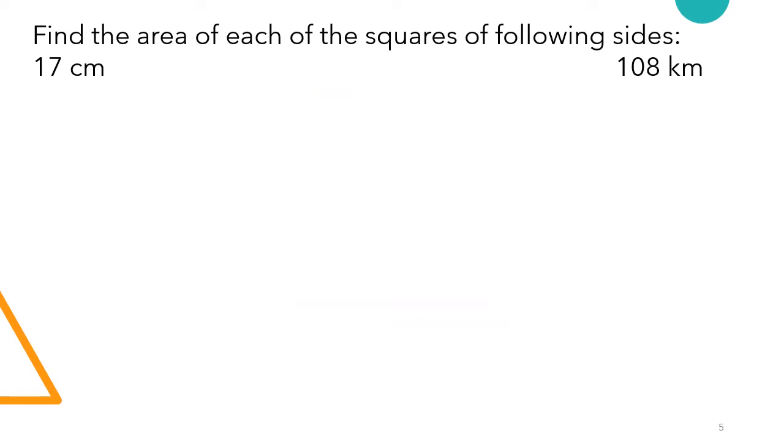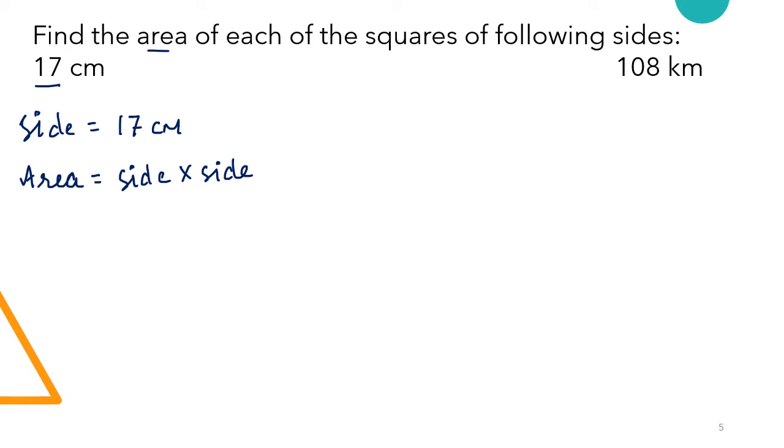In the first question, we have to find area of each square whose sides are given to us. So in first one, the side of the square is 17 centimeter. We have to find out the area of square. So we know area of a square is side multiplied by side. So we have to multiply 17 centimeter by 17 centimeter. So multiply both the numbers together.